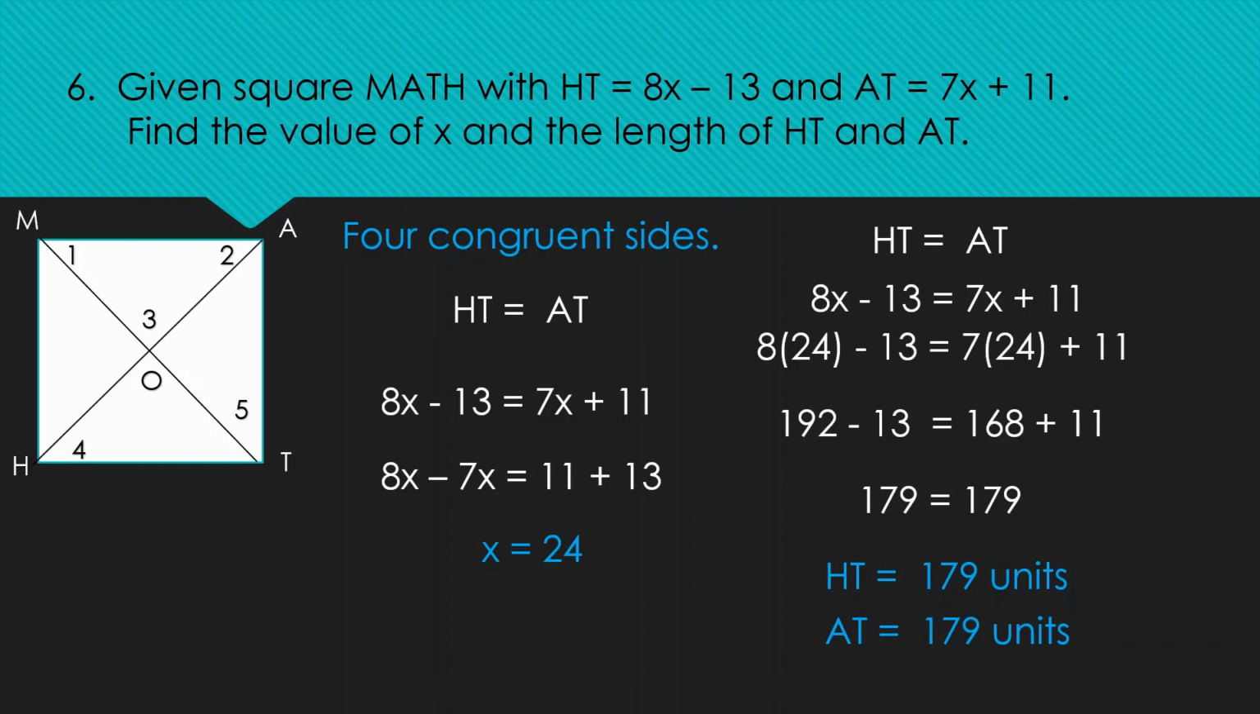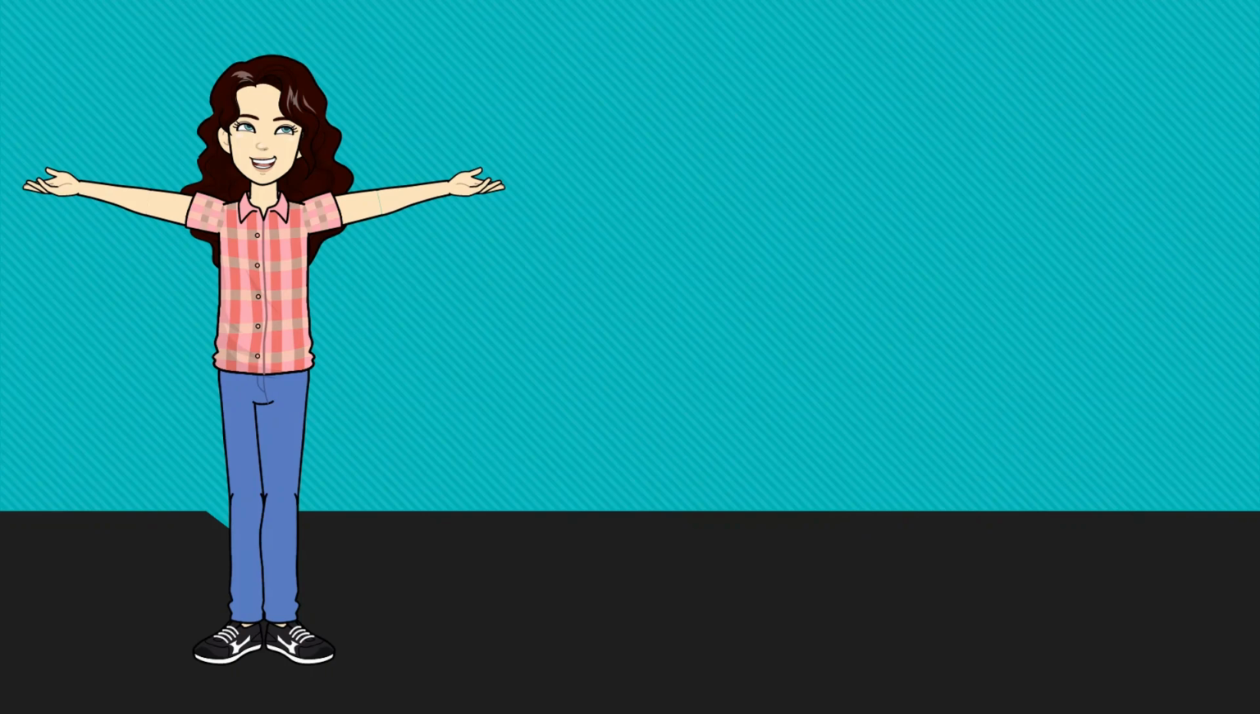So they are congruent. If you don't have any questions, this is the end of our topic on theorems on rectangle, rhombus, and square.